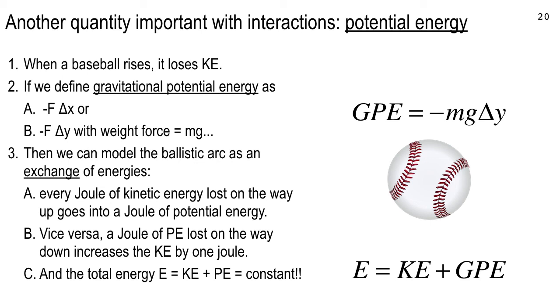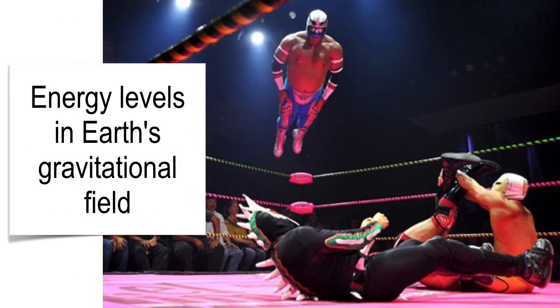If we model the trajectory of the baseball or any other gravitational arc as an exchange of energies, potential and kinetic, this is always going to be true. You're always going to have some number of joules of energy. Just like in momentum, we have some number of kilogram meters per second or AMU meters per second, and it just maybe transfers or rearranges. Same thing here. Now, we're going to do a little bit of a workout here in the last 5-10 minutes on the energy levels in Earth's gravitational field, kind of like these guys.